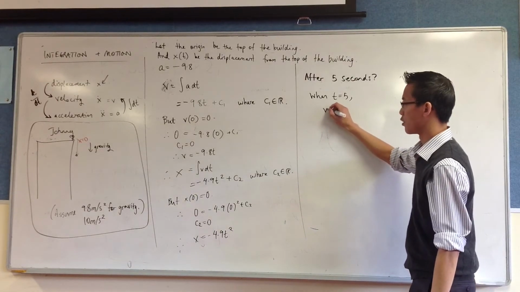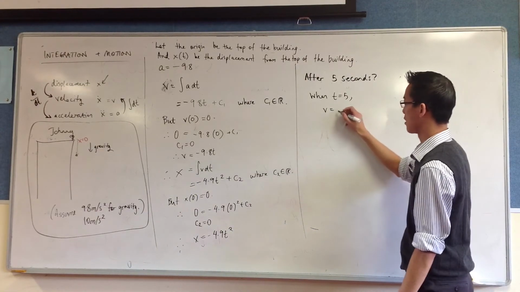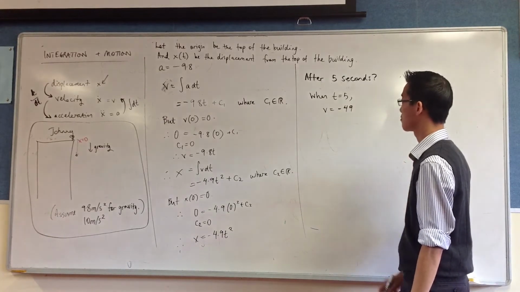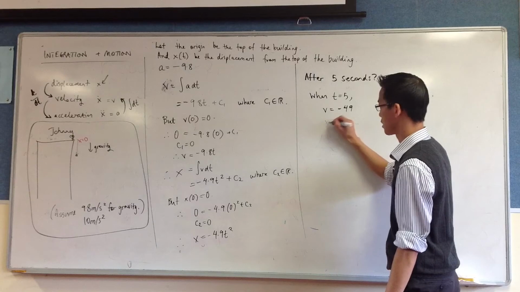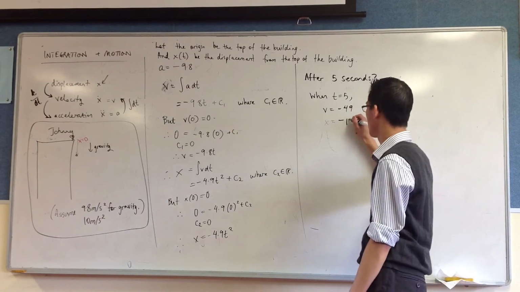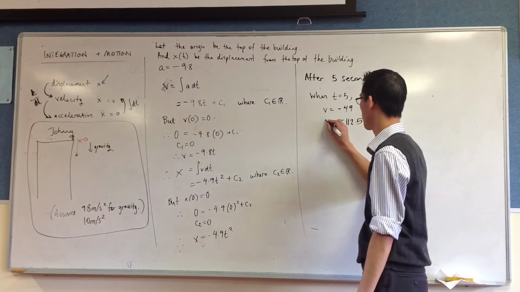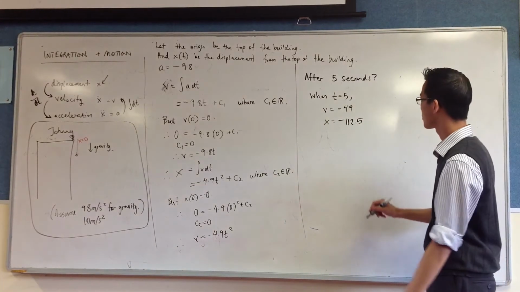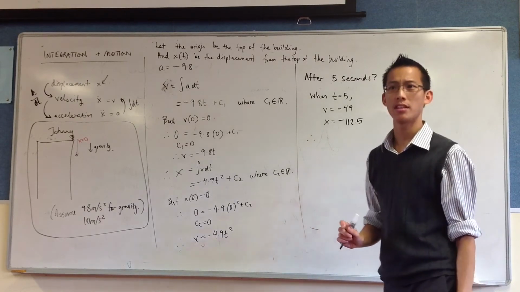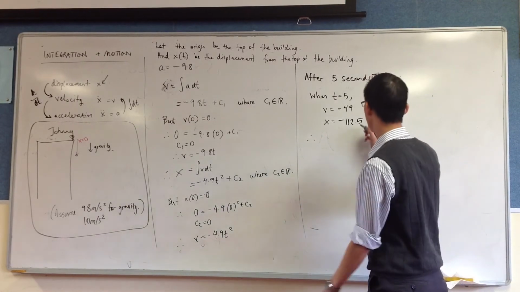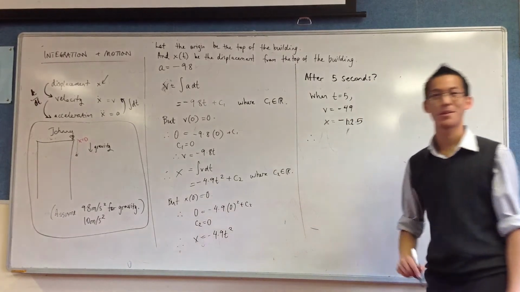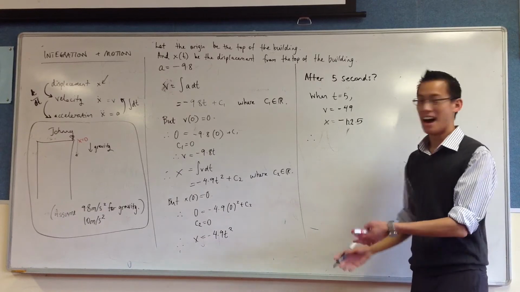I can get velocity, which looks like it's going to be minus 49. Yeah, okay. And I can get displacement, which is minus, I worked this out before. I think it's 112.5. Someone tell me if I get that right. Anyone got that? Yeah? 122.5. Wrong number. Okay, great. I was close.